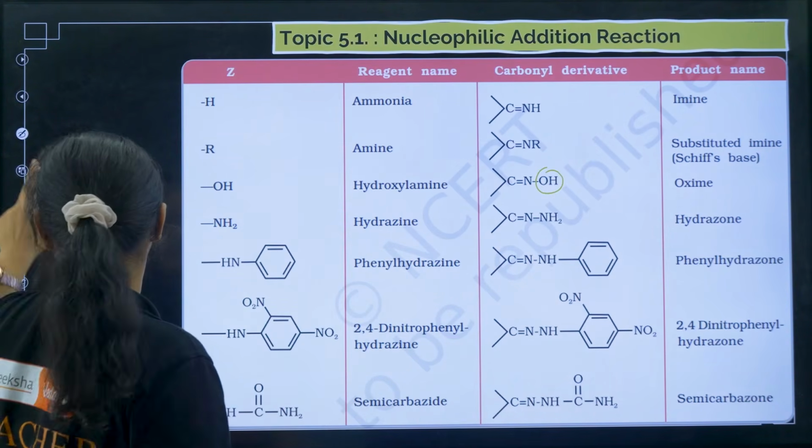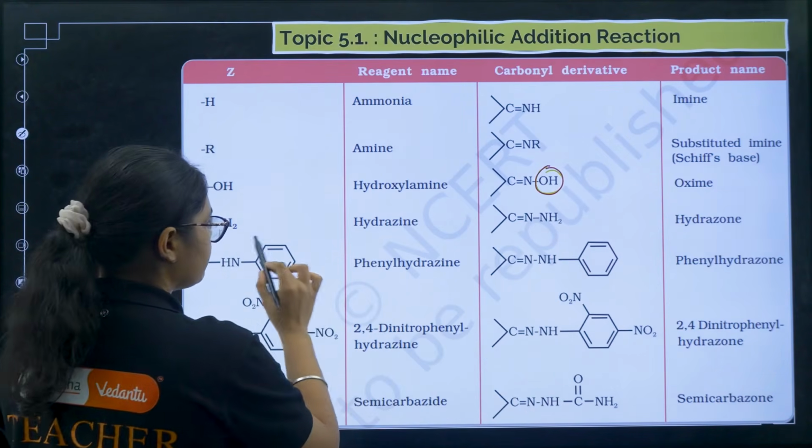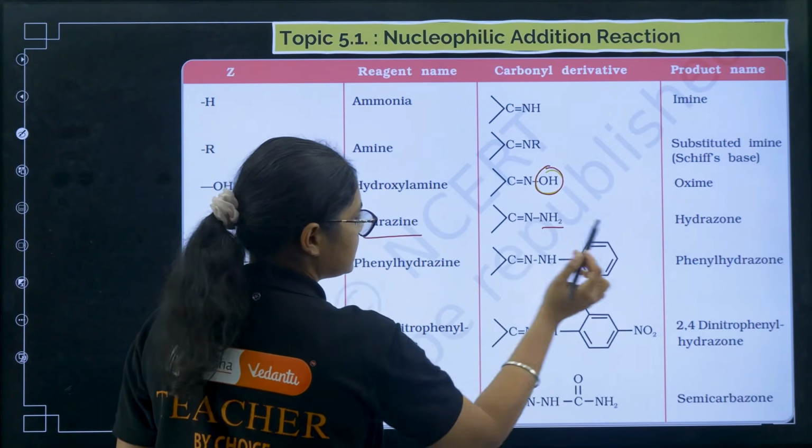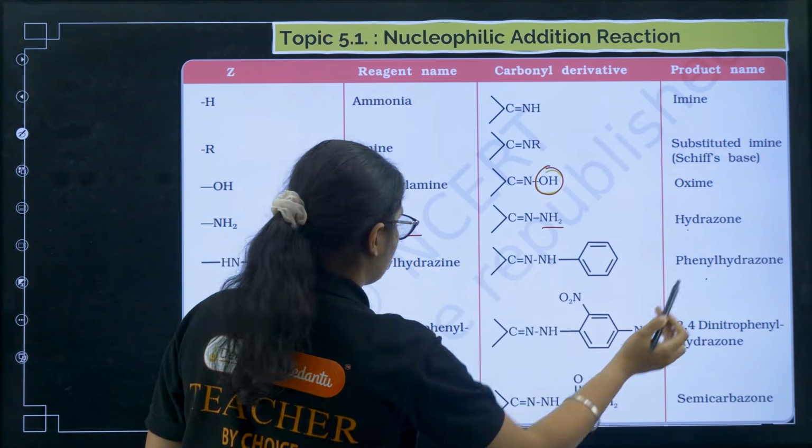So this Z group can be anything. Next, if it is NH2, we call it hydrazine. The product formed is called hydrazone. This is phenylhydrazine. This is phenylhydrazone.